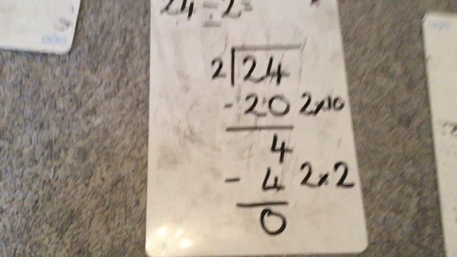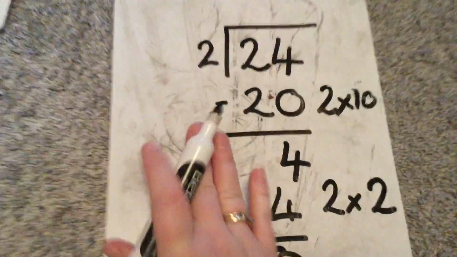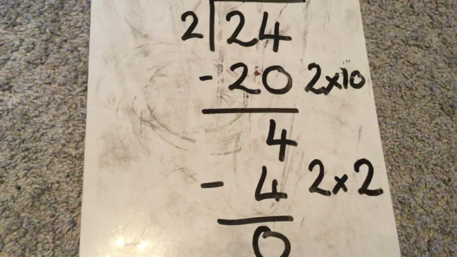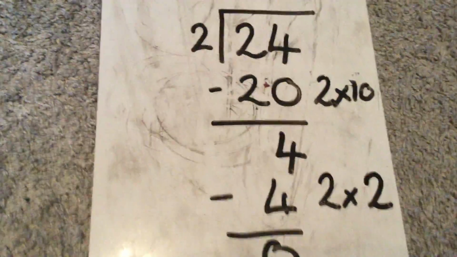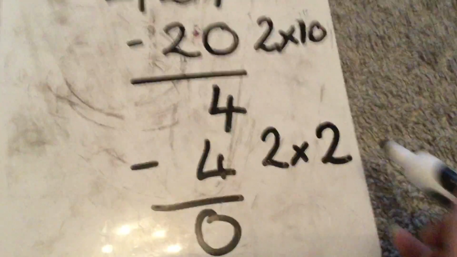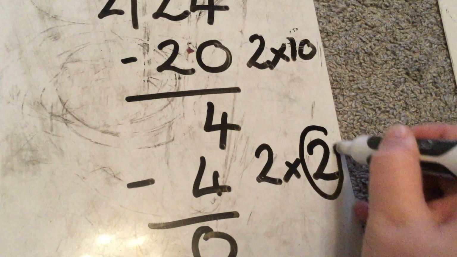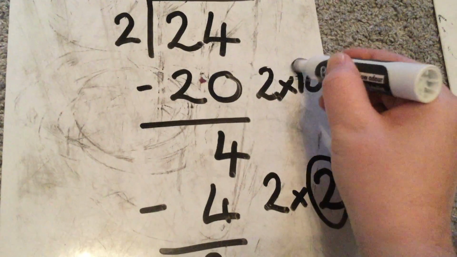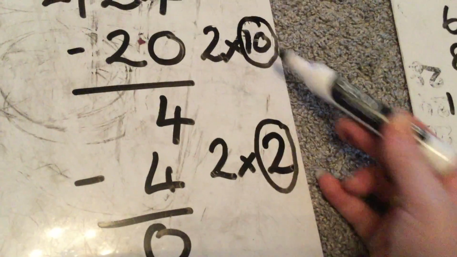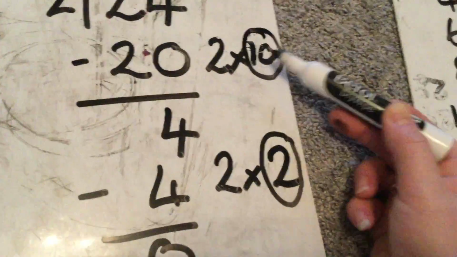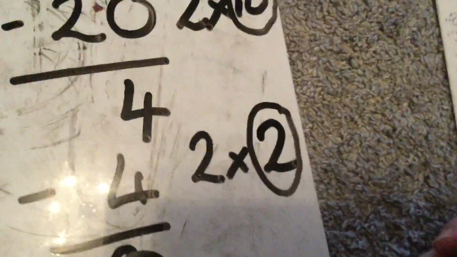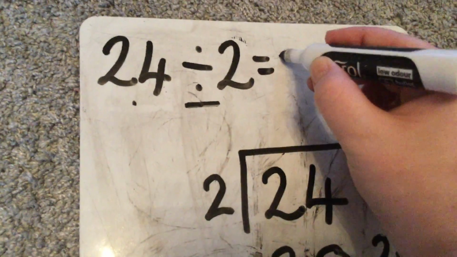So now you've finished your long division calculation because you're left with no deans. You've got rid of all 24. But how does that help us find the answer to 24 divided by 2? We have to look down the side here. Whatever you have multiplied by, and I always circle them to remind myself, should give you the answer. So 10 and 2 should give you 12.